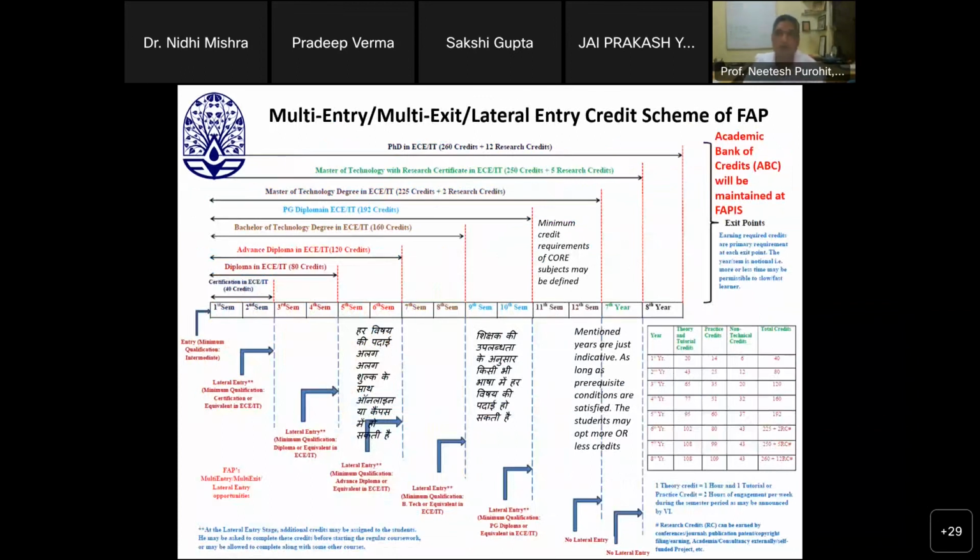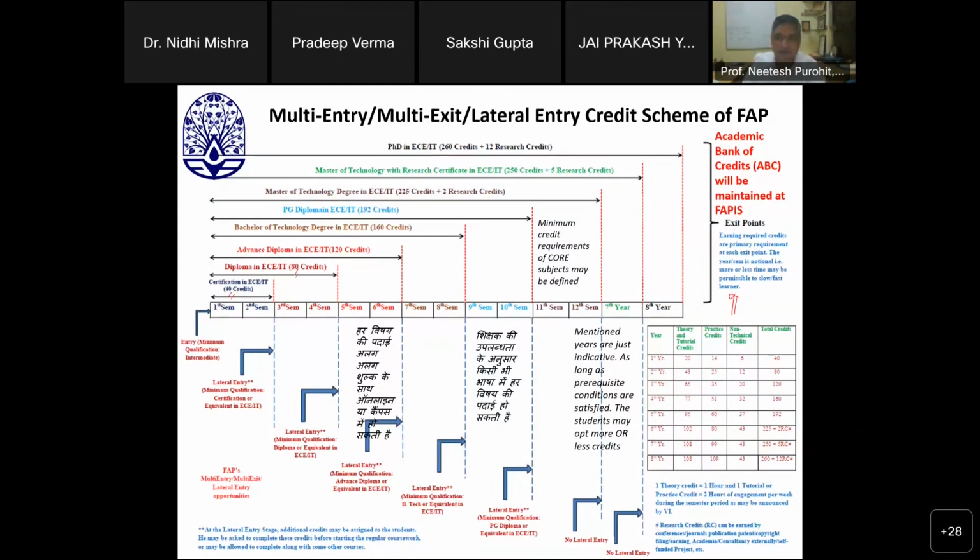So this is one aspect of the FAP program. Now I'm just going to give you a snapshot of what is available. What are the exit points which can be made available? So you can see over here that the course is divided into an 8-year span. And then you can see over here that this 8-year is just notional. Instead of years, we are more concentrating on the credits.